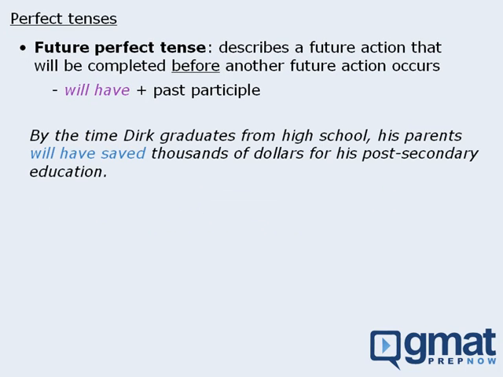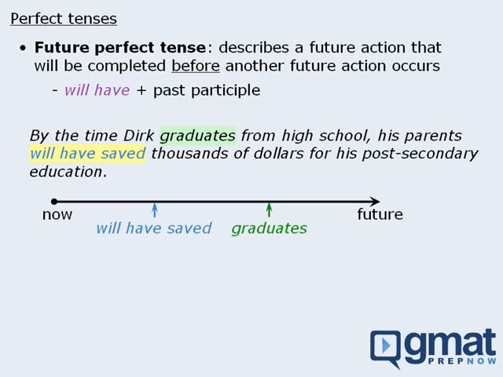Okay, here's another example. By the time Dirk graduates from high school, his parents will have saved thousands of dollars for his post-secondary education. Here we have two future actions. Since the saving will have occurred before the graduating, we express the saving in future perfect tense.